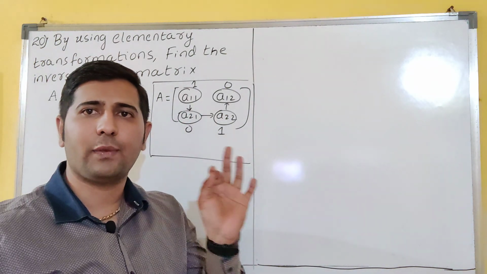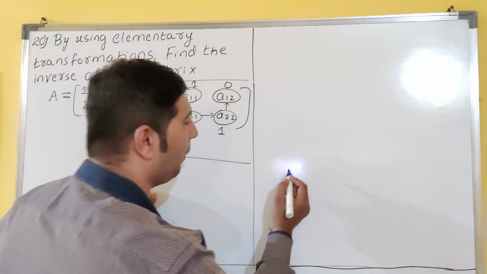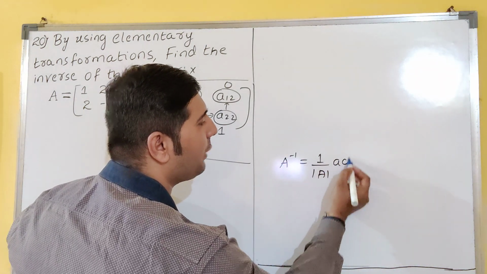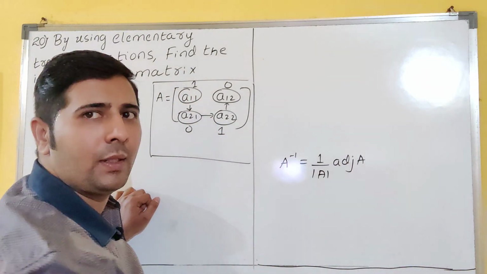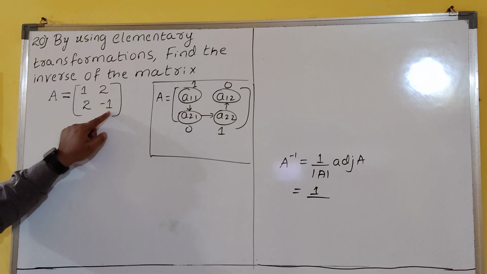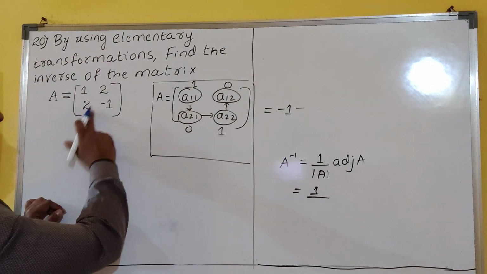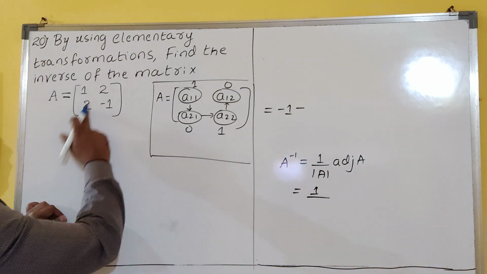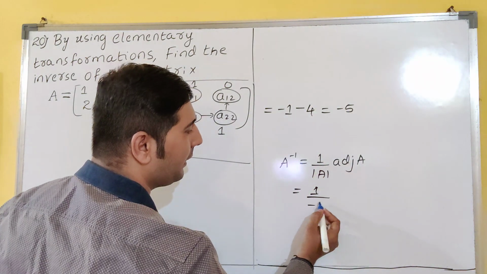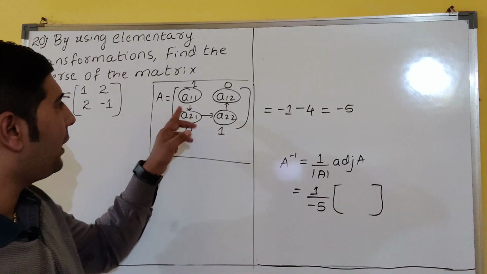One more method is by using determinants, dear students. In determinants, how to find A inverse, you know. We have a formula: A inverse is equal to 1 by determinant A into adjoint of A. Clear? So how to find determinant A now? You multiply 1 into minus 1, which is minus 1. Before multiplying 2 and 2, you write a minus sign. 2 twos are 4. Minus 1 minus 4 is minus 5. The determinant value is minus 5 I got.